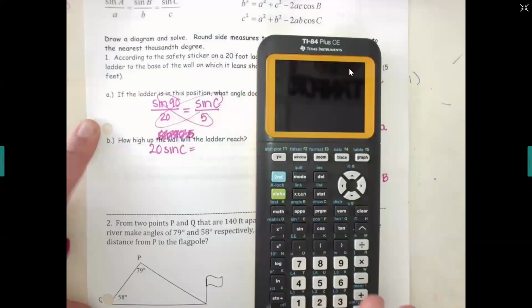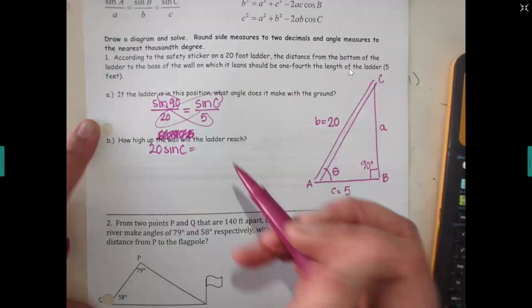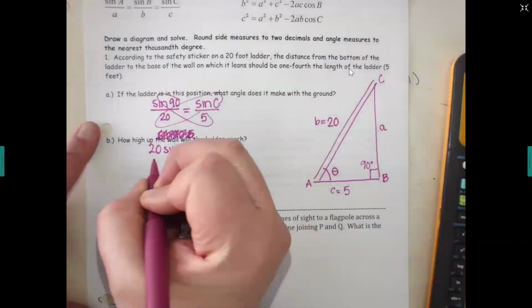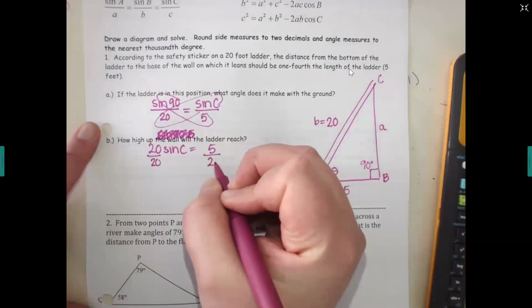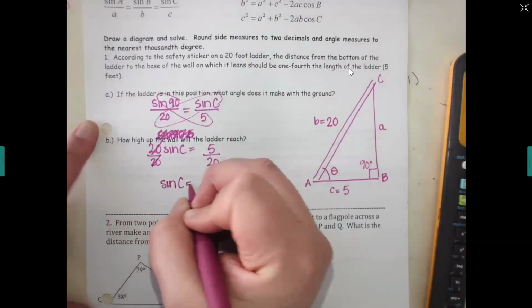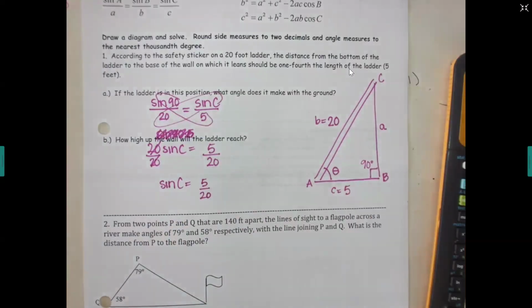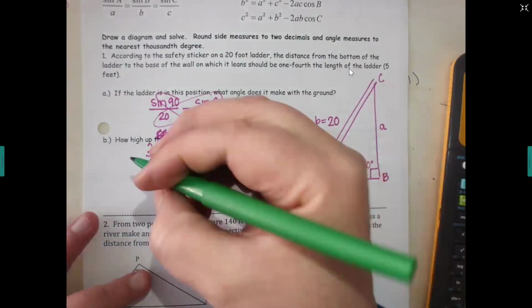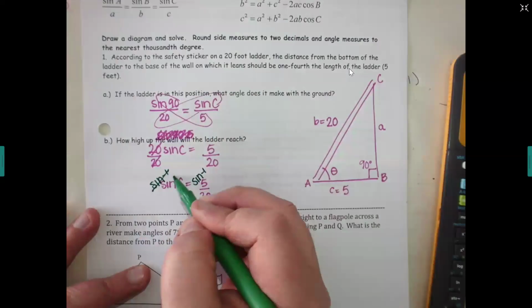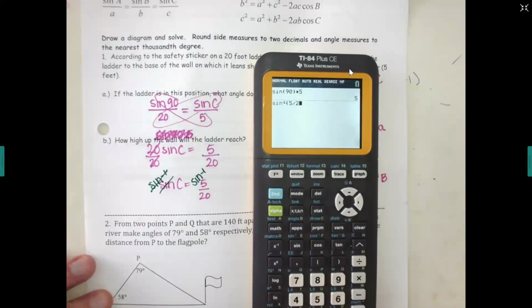So in your calculator, what's the sine of 90 times 5? 5 is correct. What is my next step? Divide the 20 out of the way. And then remember, I'm just going to leave that as a fraction. So now I have the sine of C is 5 over 20. And then how can I undo the sine using the calculator? Inverse, very good. Or second sine. So in your calculator, find the second sine of 5/20.